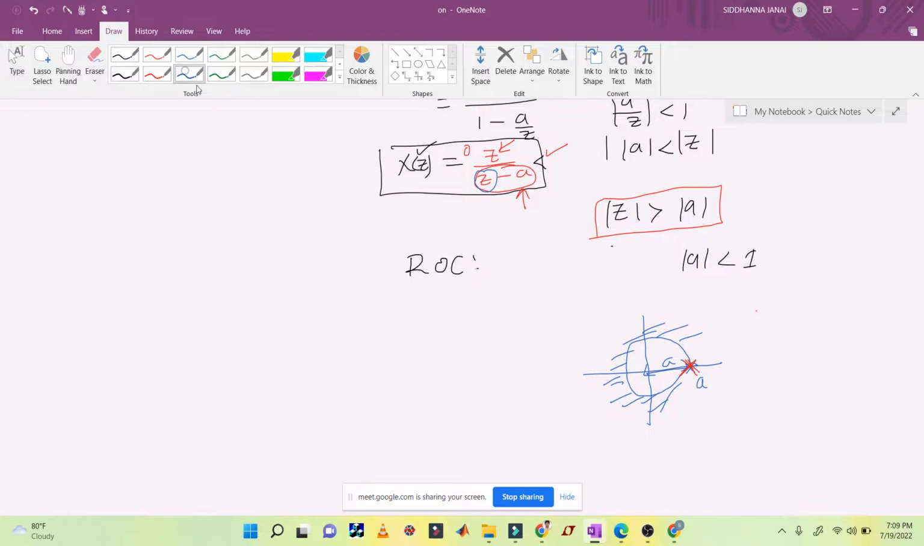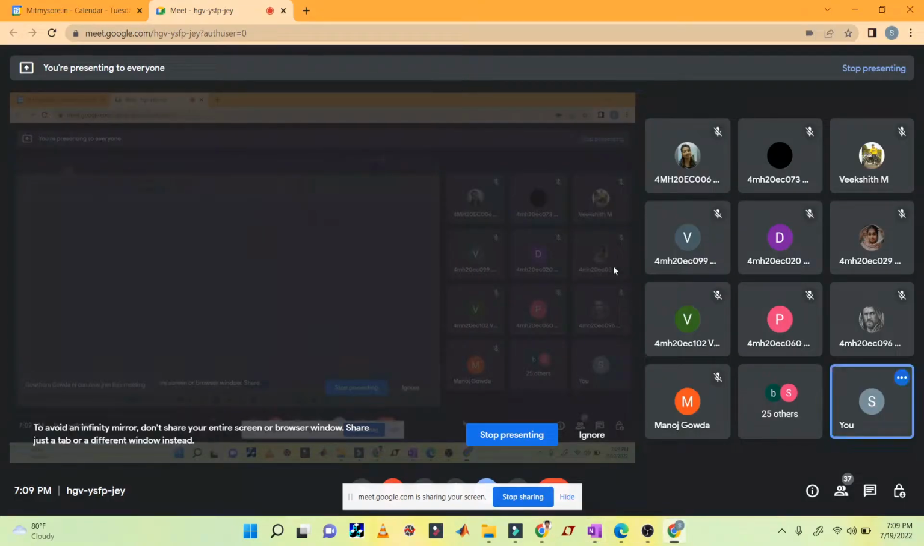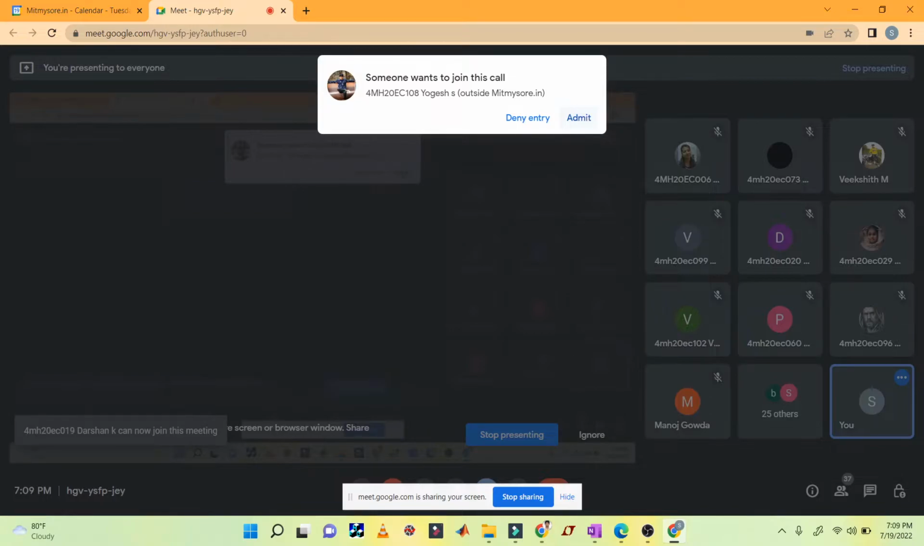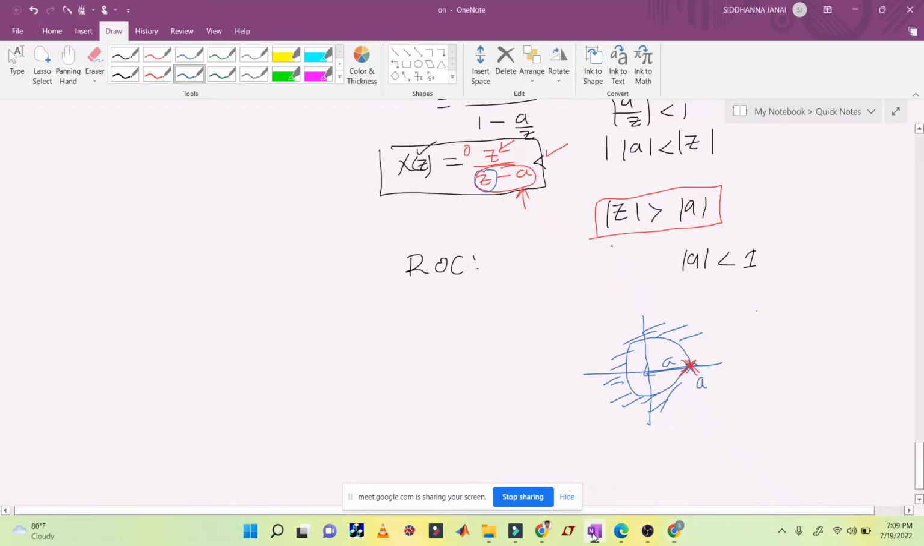Okay, let us consider that first. Here the equation says X of Z is equal to Z into Z minus 1 divided by Z minus 2 into Z minus 3. This is my X of Z. Okay, example. I just wanted to clear your doubts about poles and zeros, then we can move further, that's why.